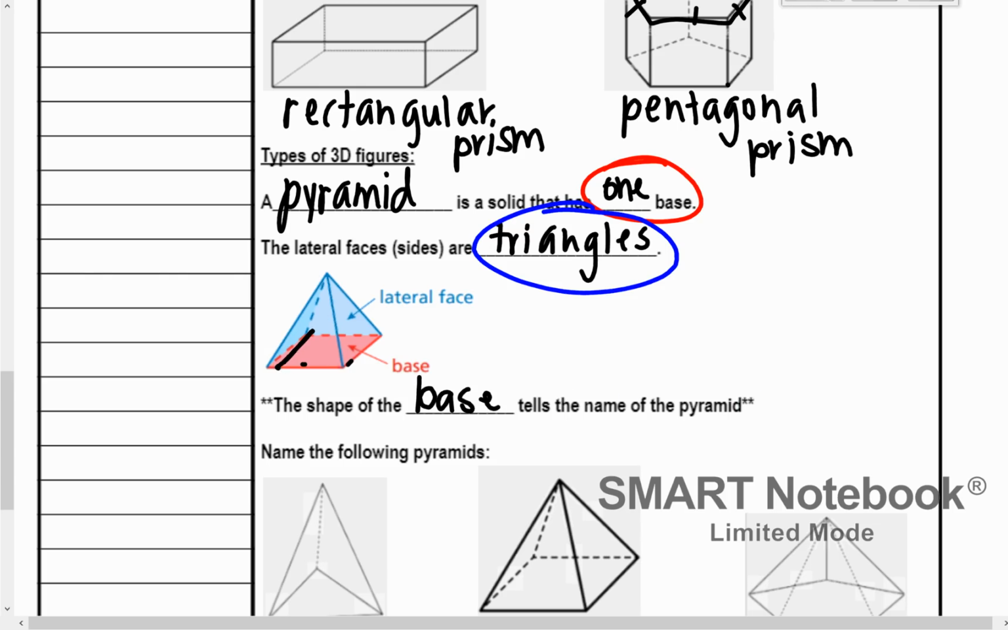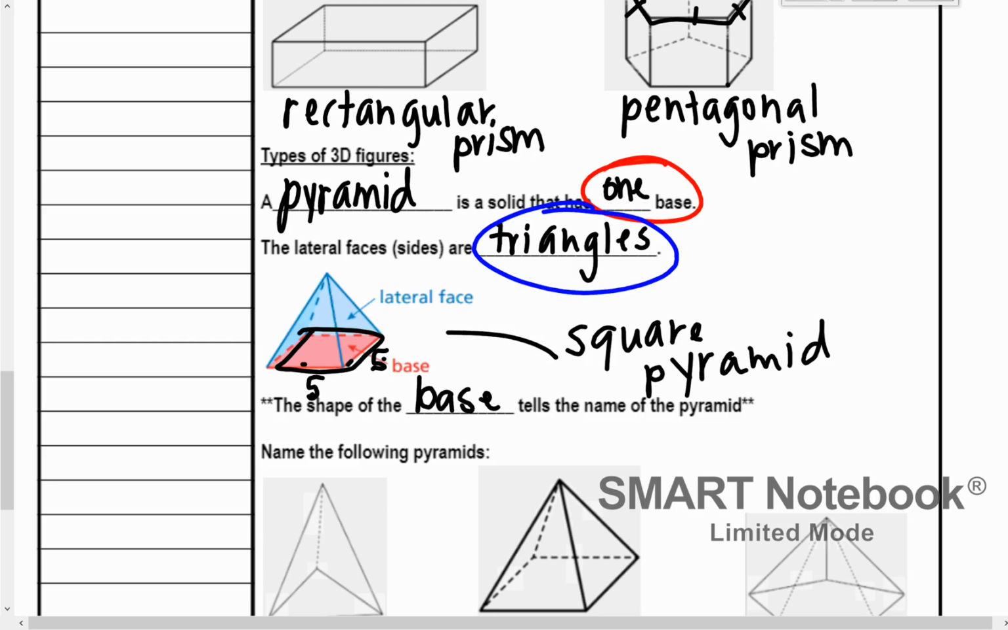So for example, this to me looks like a square. If we're never sure if it's a square or rectangle, you can always say rectangle because rectangles are squares. Unless it's labeled like 5 inches and 5 inches, then we know for a fact that that's a square pyramid. So for this example, we're going to say that that's 5 and that's 5, and this is a square pyramid. Okay, because the base is a square, the sides are triangles, which makes it a square pyramid.